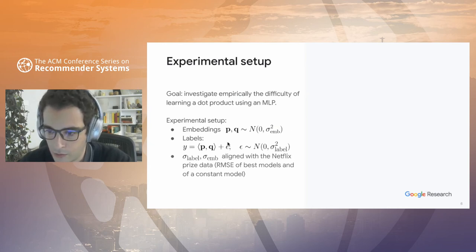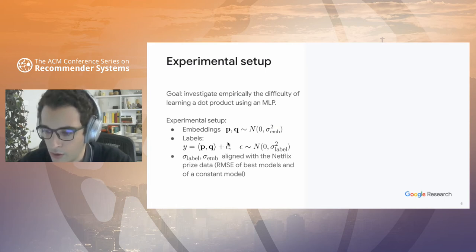The setup is as follows. We generate embeddings from a normal distribution, and then the labels are given by the dot product plus a noise term, which is also normally distributed. And then we choose the variance of these two distributions in such a way that they align with empirical measurements from the Netflix Prize, just to have a benchmark to have some guidelines on what should be considered a significant approximation error. In particular, it took more than a year for the community to improve the RMSE by 0.01. So we consider this to be a quite significant difference.